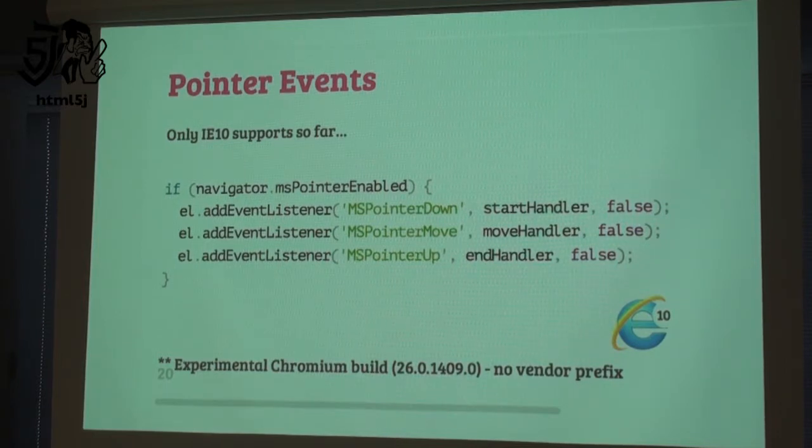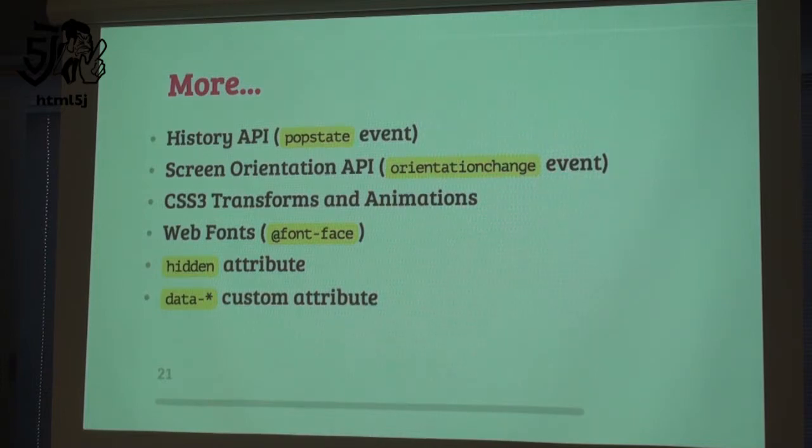So see what happens. And there are more APIs used for this app, including the History API, Screen Orientation API, and CSS 3D transitions and animations, web fonts, the hidden attribute, data custom attributes. I didn't list everything, but there are more APIs that get used. A lot of cool stuff.